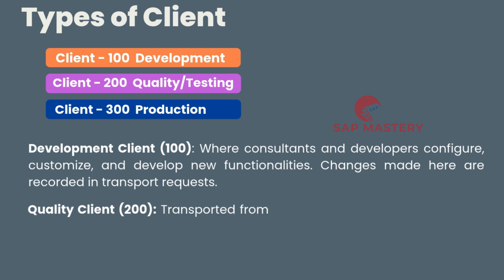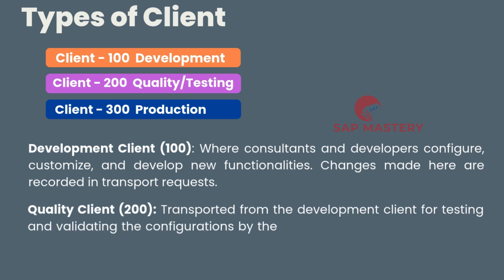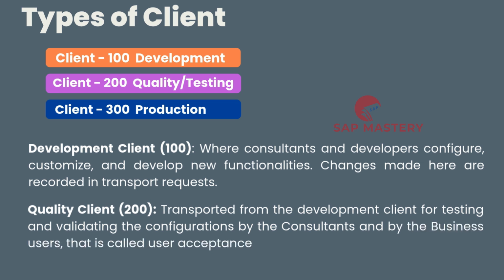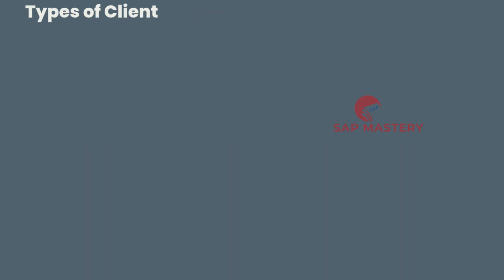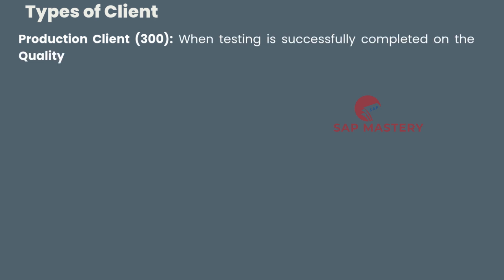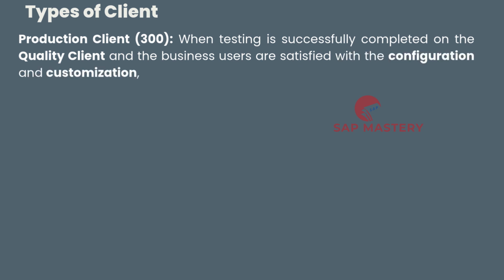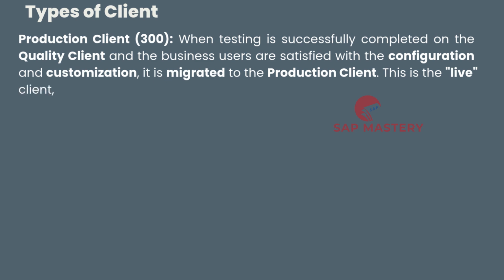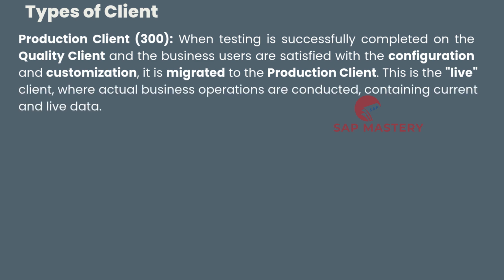Quality client, transported from the development client for testing and validating the configurations by the consultants and by the business users, that is called user acceptance testing. Production client, when testing is successfully completed on the quality client and the business users are satisfied with the configuration and customization, it is migrated to the production client. This is the live client, where actual business operations are conducted, containing current and live data.